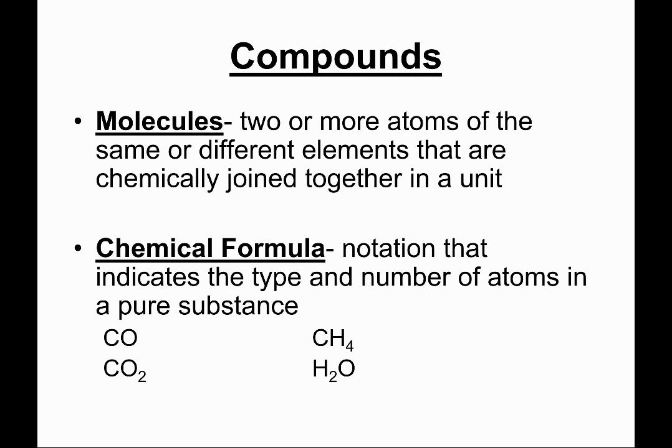So if there's no subscript, we'll just look at these ones: CO, CO2, CH4, H2O. If there's no subscript, it means there's one. So CO has one carbon atom and one oxygen atom. CO2 has one carbon atom and two oxygen atoms. The subscript that tells you the number of those atoms comes after the element. CH4 has one carbon and four hydrogen, and H2O has two hydrogen and one oxygen. All right, that's how you count the atoms in these types of chemical formulas.